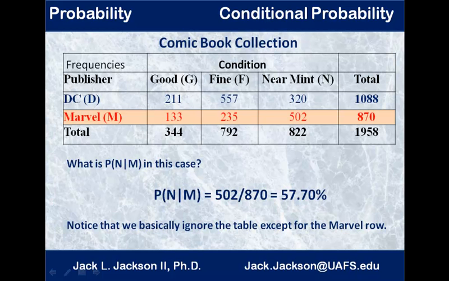Well, we see that this value is found by really just ignoring everything except for the Marvel line in the table. So we take this row containing the Marvel comics, and now the sample space has basically been reduced to the 870 Marvel comics because we know it's Marvel. So we're choosing out of the 870, and we want to see how many of those would be near mint, which is 502. So 502 over 870 is the probability. That's about 57.70%. So that's the probability of near mint given Marvel.